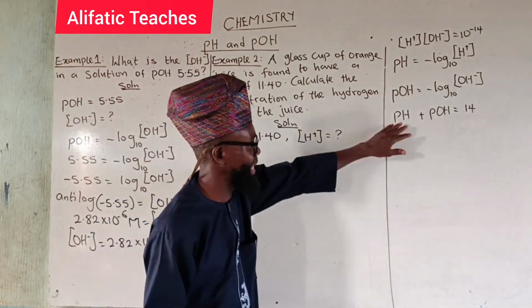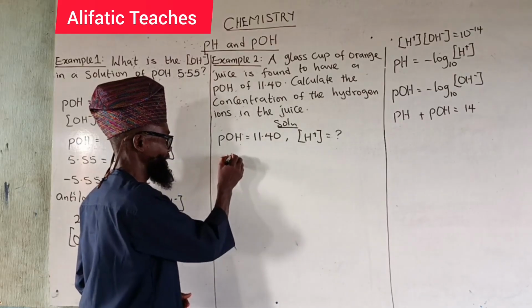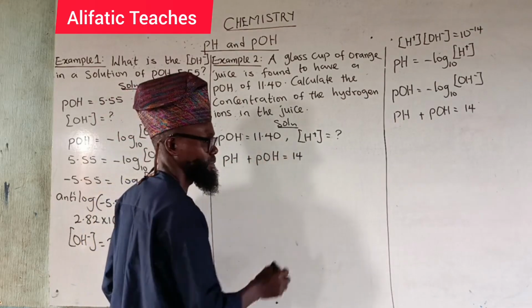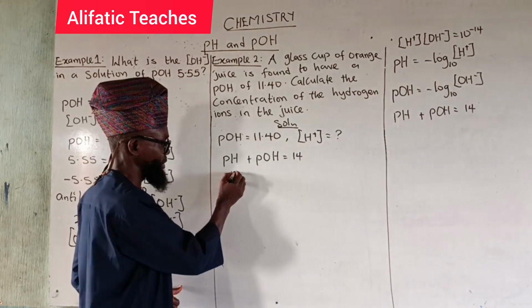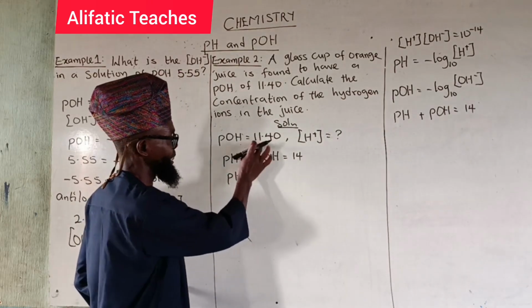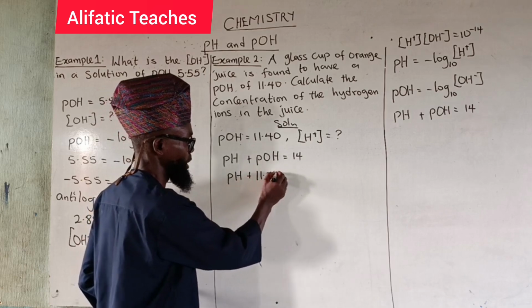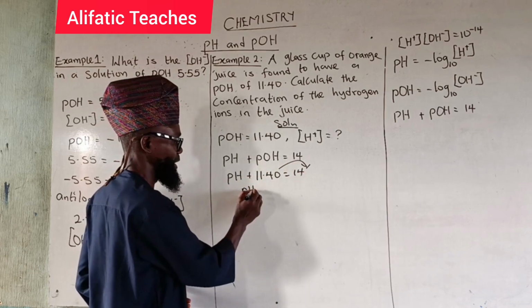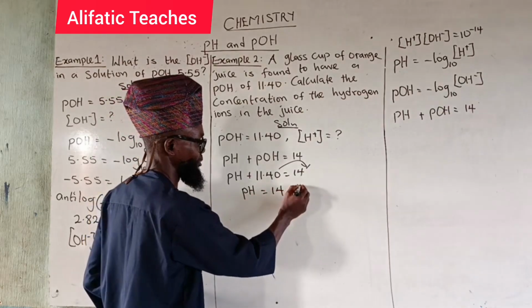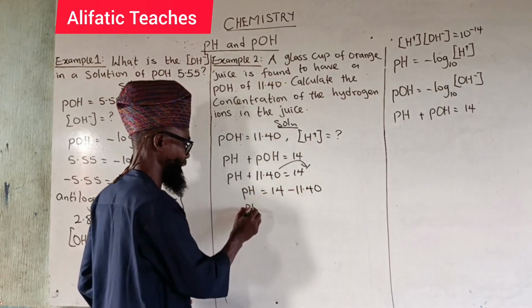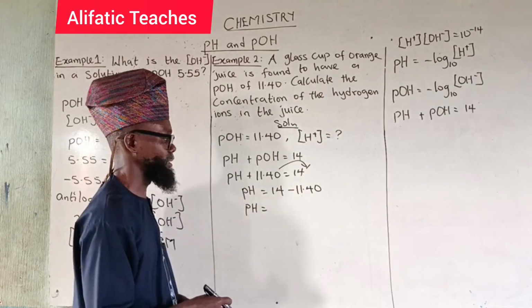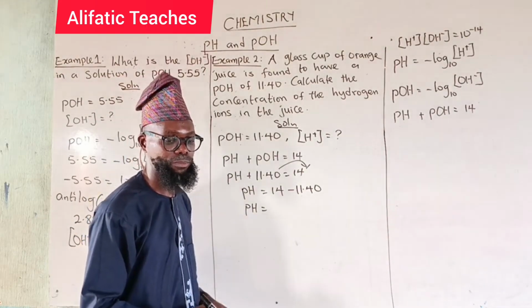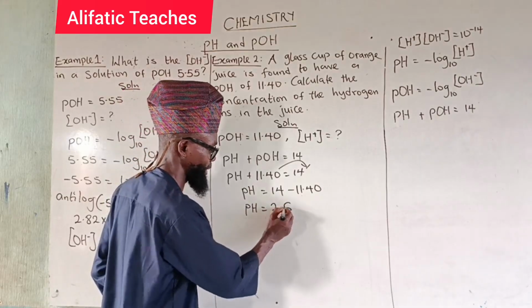What if I use this last equation that says pH plus pOH is equal to 14? My pOH here is given as 11.40, so pH plus 11.40 equals 14. I have pH equal to 14 minus 11.40. When we subtract, pH now equals 2.6.